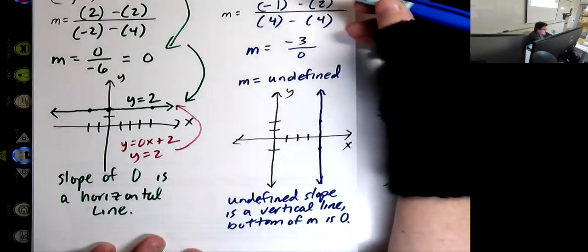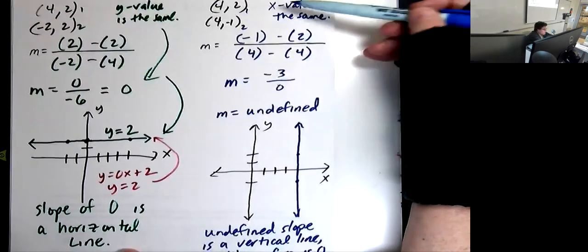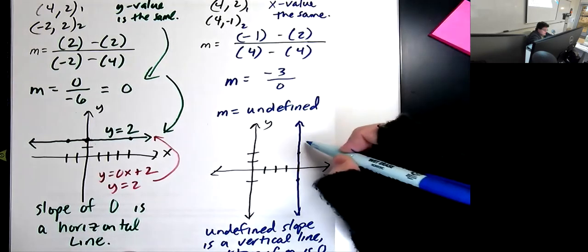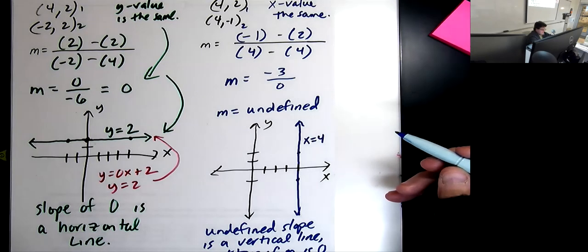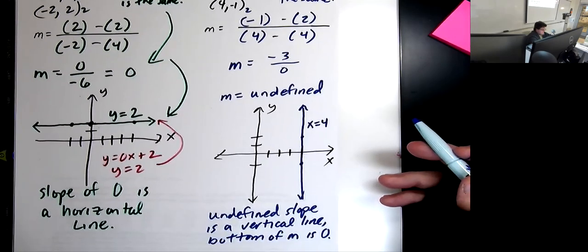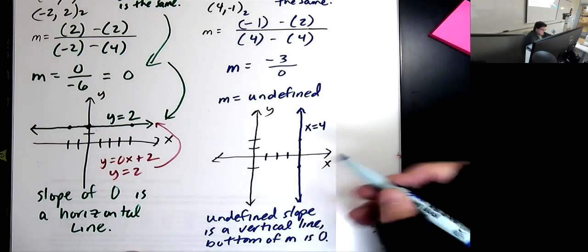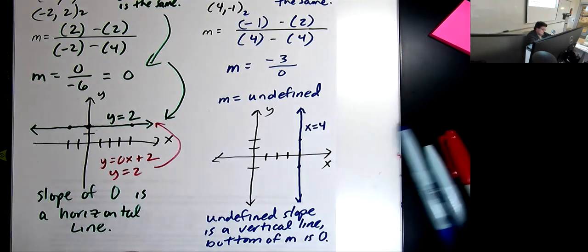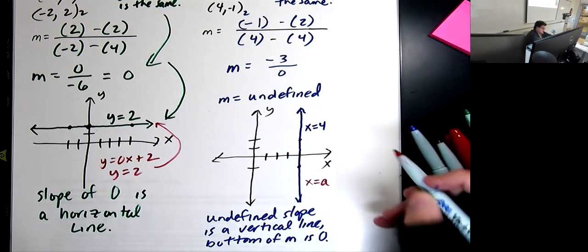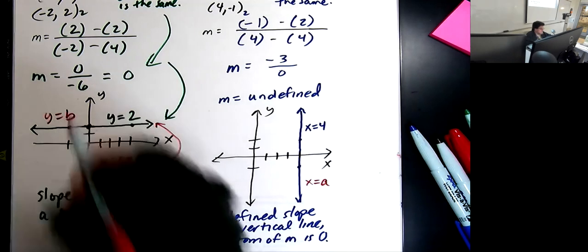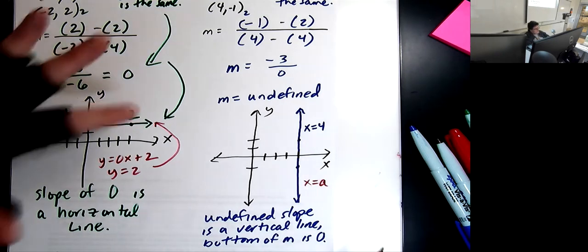Now we have the same x value here, and that kind of gives us the name of the equation. The x value is 4 on both of these. This line is the x equals 4 line. So whatever that x value is, it's x equals in generic form, like x equals a. In generic form over here, this is y equals b. Whatever the x value is, that's what it is here. Whatever the y value is, that's what it is there.